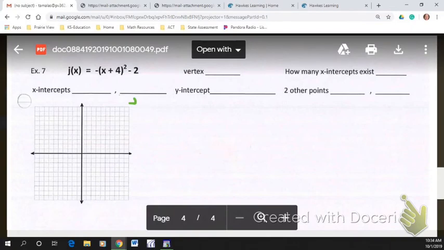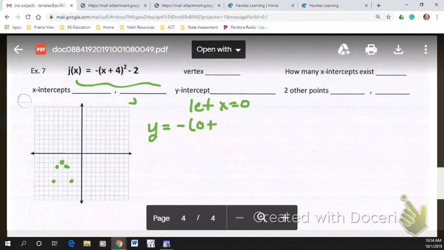Okay, so we said the vertex was at -4, -2. 1, 2, 3, 4, -2. Down 1 over 1. What happened? My ink disappeared. Okay, my fault. But okay, so I don't have any x-intercepts. To find a y-intercept, I let x equal 0, right? So I've got y equals a negative sign, a 0, plus 4, squared, and minus 2.